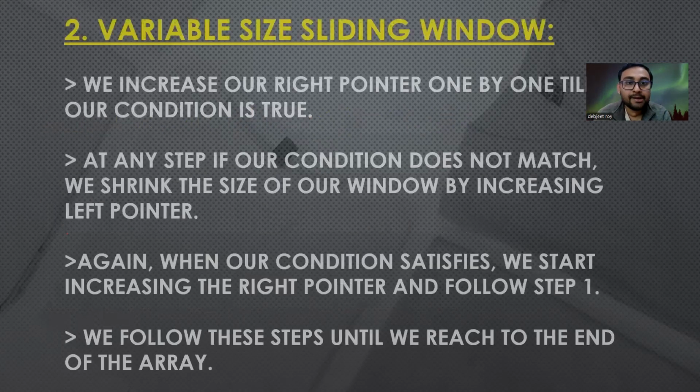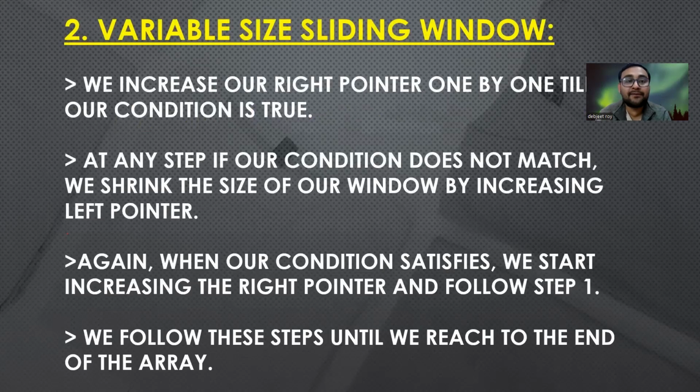Then variable size: we increase the right pointer one by one till our condition is satisfied. At any step, if our condition does not match, we need to shrink our window by increasing the left pointer. So this is actually the variable size sliding window. In fixed size sliding window, it is increasing in one way only, but in variable size sliding window, it is changing in both ways. It's variable. Again, when our condition gets satisfied, we increase the right pointer by one, and then we follow step one, step two, again and again. So this is the variable size sliding window. I hope you got the concept of it.